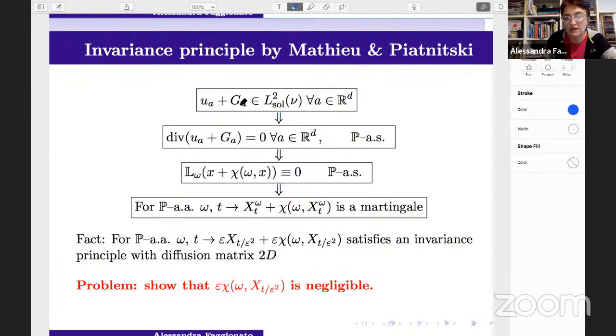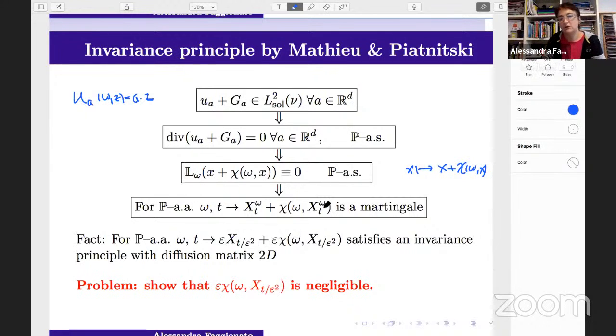Okay, and now let's see the machinery of the corrector field in action. By definition, GA is such that UA plus GA, UA of omega Z is A times Z, is solenoidal. So it's a solenoidal form. And as I told you in the first talk, solenoidal is equivalent to saying that its divergence is 0. But the property of having divergence 0 is equivalent, for the definition of the corrector field, to the fact that, given omega, for almost all realizations of the environment, the observable on the state space of my random walk, given by X plus the corrector in omega X, is harmonic. So this is the generator of my random walk.